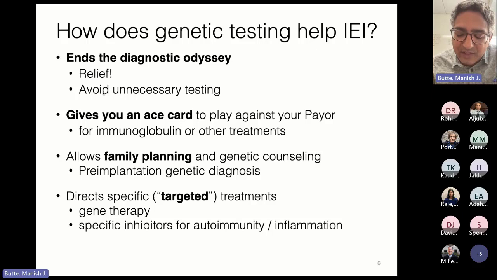It also reduces unnecessary testing. We know from the UDN that patients undergo many, many unnecessary tests along their diagnostic odyssey. Once a genetic diagnosis is obtained, oftentimes it reduces some of that.